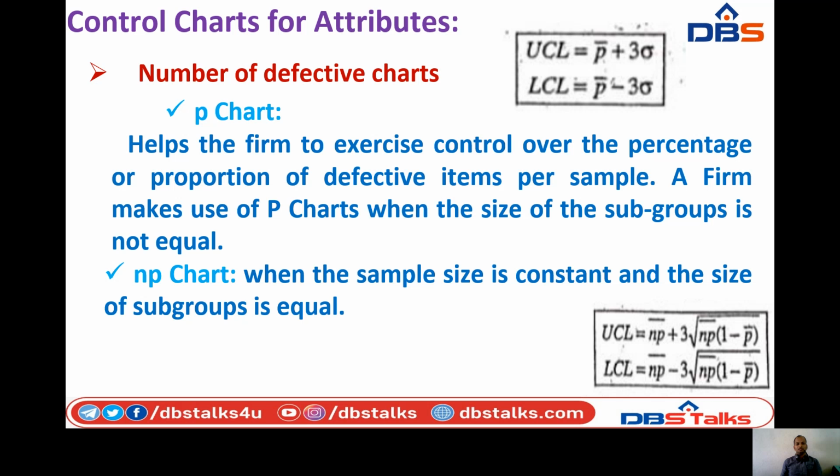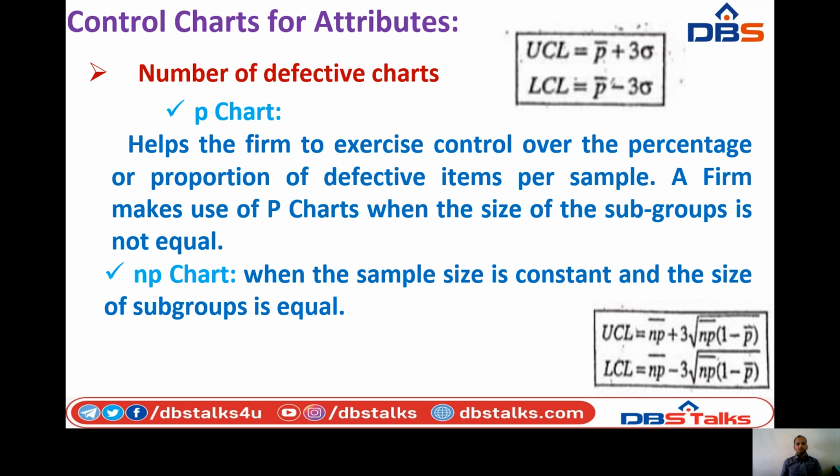The control charts for attributes help in determining whether the item is according to the standard or not, within the control of standardization or not. These attributes are classified into two types: one is the number of defective charts, and the second is charts for defects. These are the two varieties. Coming to the first, the number of defective charts.